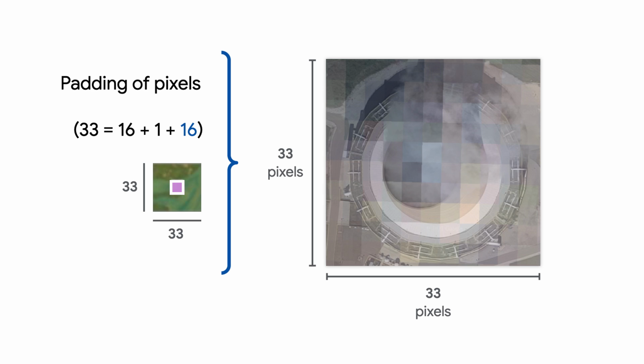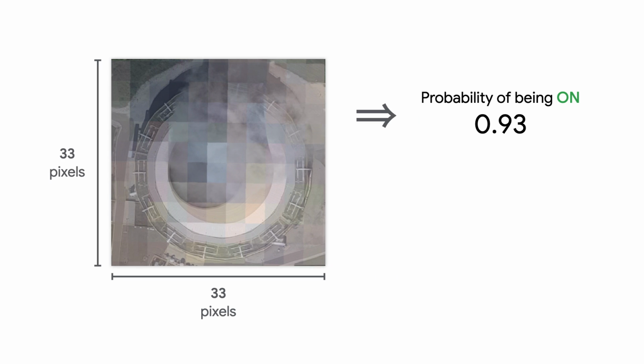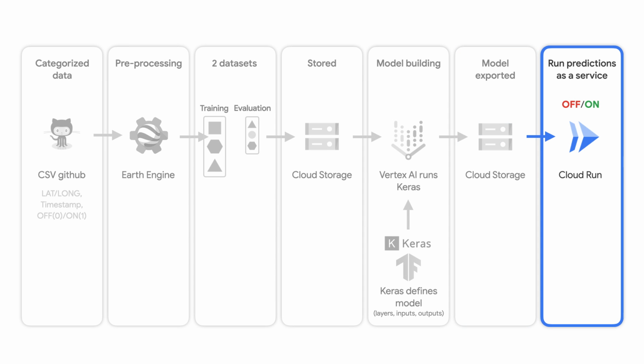Because of this, our training data is a consistent patch of 33 by 33 pixels, and the model returns the probability of the plant being on. Once we're happy with our model, it is stored into cloud storage as well. And in order to use that model to make predictions of coal plants, we deploy it on Cloud Run and make it a predictions service. And when done, we celebrate with a dance party.